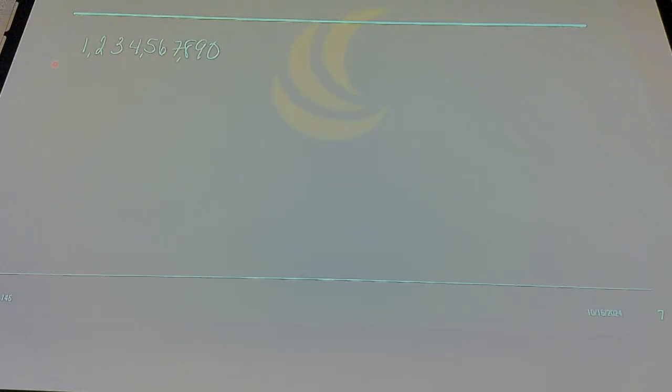Units to tens, how'd you get there? 1 to 10. What's the growth? 10 to 100, what's the growth? 100 to 1,000, what's the growth? It's a constant growth. It's 10x, isn't it? They are all powers of 10.